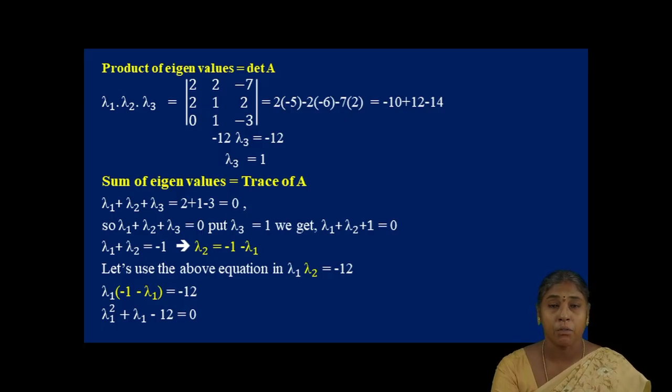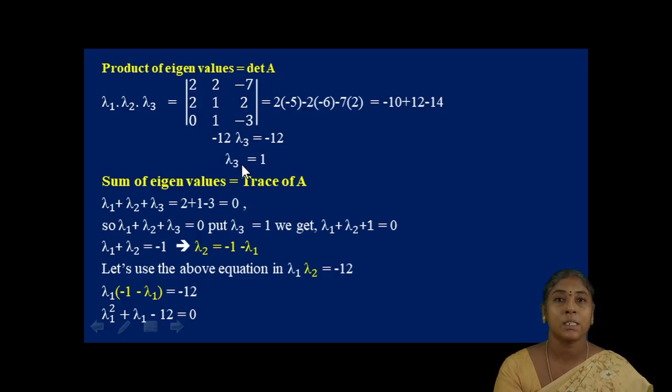When we find determinant of A, we get the value as minus 12. So, now product of eigenvalues is minus 12. Product of eigenvalues means lambda 1 into lambda 2 into lambda 3. So, product of lambda 1, lambda 2, lambda 3 is equal to minus 12. Whenever we solve this equation, we get the lambda 3 value as 1, because in our question they have given us product of two eigenvalues is minus 12. So, in place of lambda 1 into lambda 2, we substitute minus 12. So, when we solve for lambda 3, we get the value as 1.